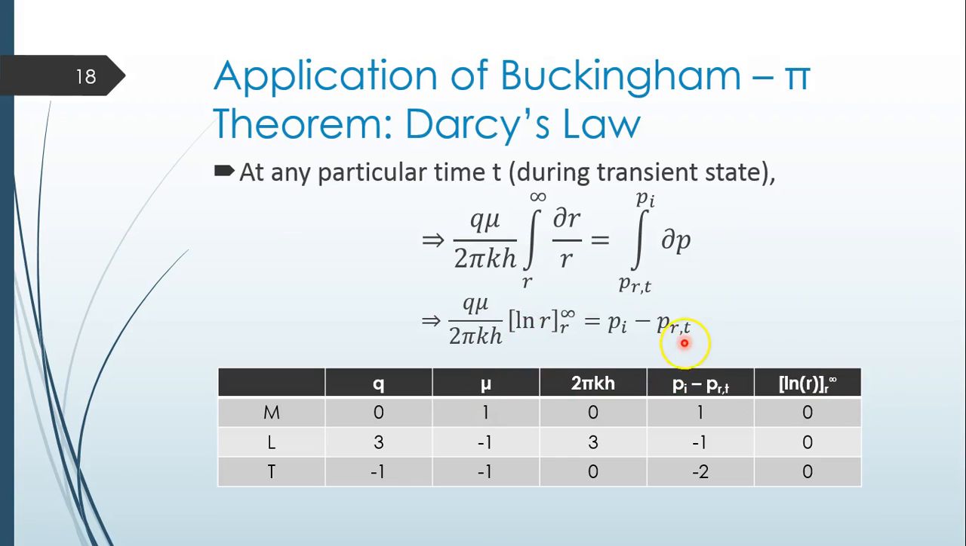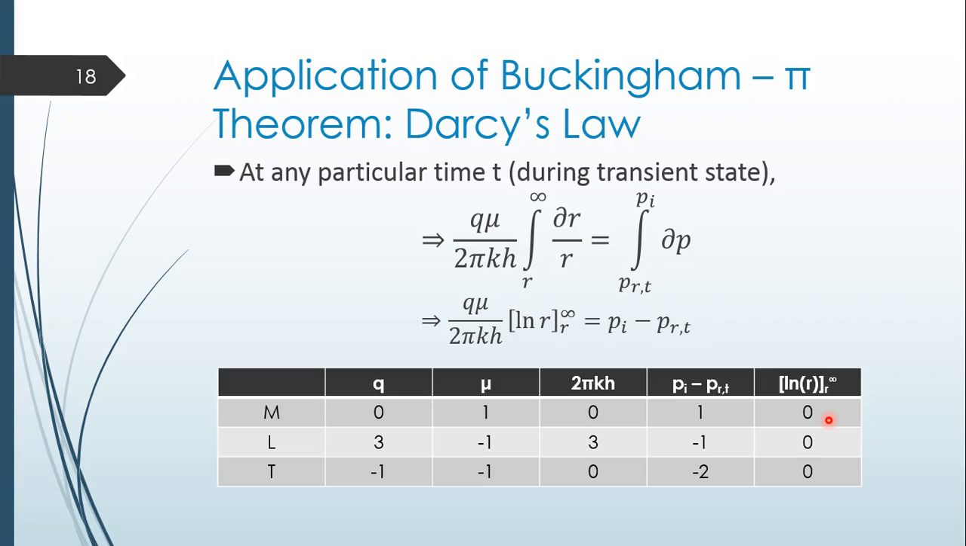Now we will do dimensional analysis on this one. Let's start with q. q has the dimensions of length cubed upon time, so 0, 3, minus 1. Then mu is 1, minus 1, minus 1 in M, L, T. Then 2 pi k h will have dimensions of length cubed, so 0, 3, 0. And Pi minus P of r comma t is 1, minus 1, minus 2. And this term, ln r from r to infinity, is a logarithmic term.